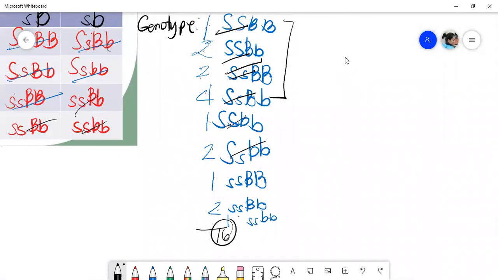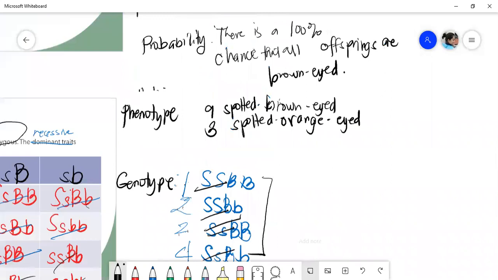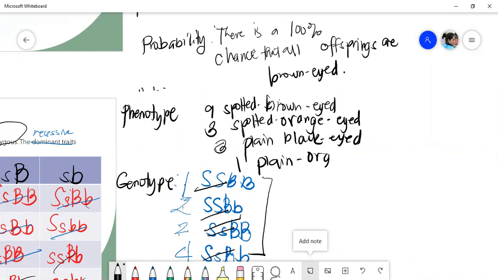Okay, and then the last, not yet. Okay, there are two more. So, this is plain black, plain black. Okay, so, 3 plain black-eyed, and then 1 plain orange. Okay, this is orange-eyed. So, that is our phenotype.